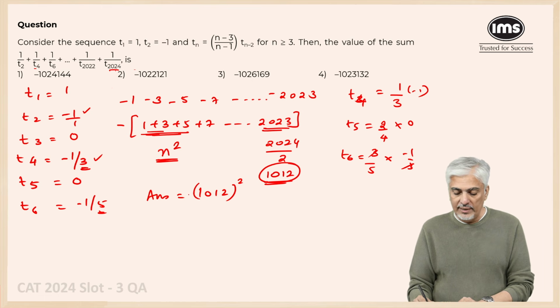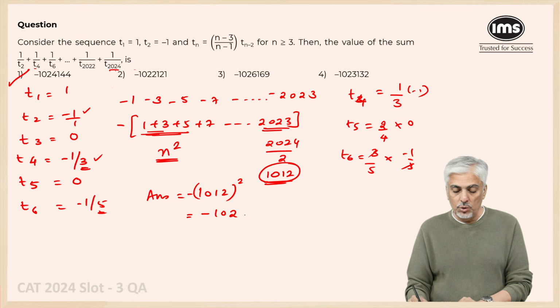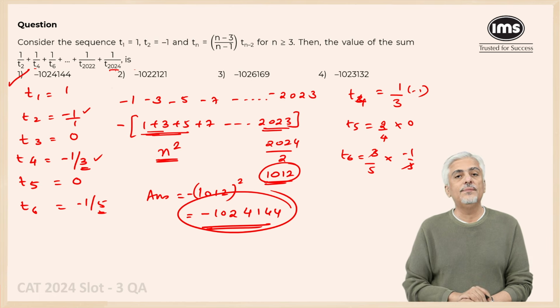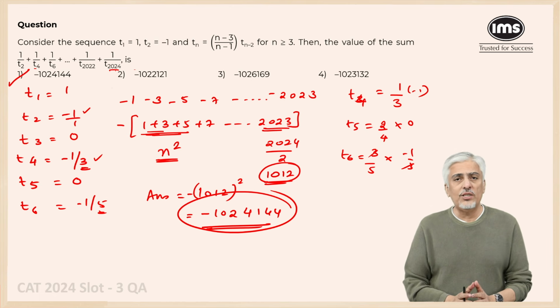So my answer will be 1012 square with a negative sign. Now, if it's a square of 2, it will have to end in 4. No need to check the calculations. Answer is the first option, which is negative 1024144. That's your answer.